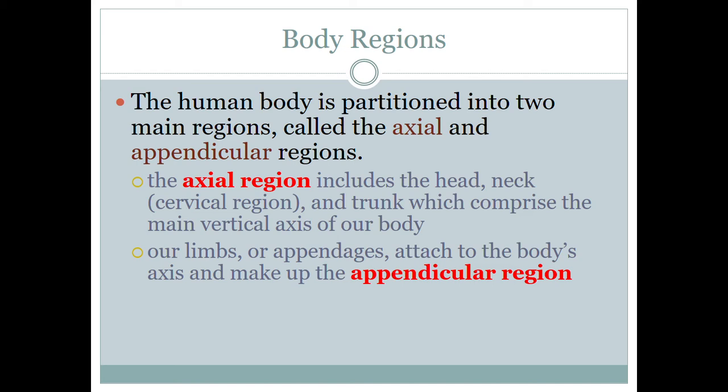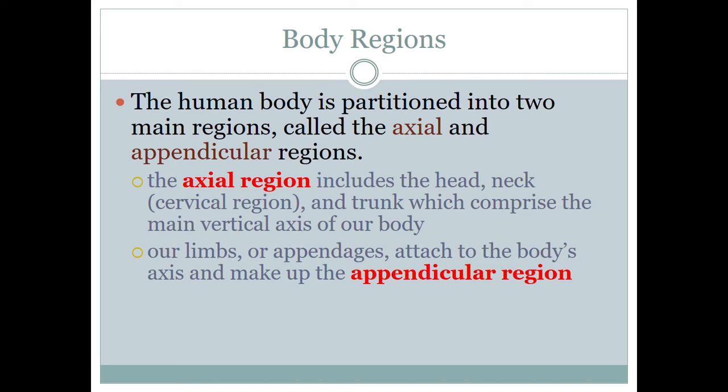The human body is divided up into two main regions, especially when referring to parts of the skeletal system and the muscular system. These two areas are called the axial and appendicular regions. The axial region includes all of the body parts along the main axis of the body, which includes the head, the neck, which is known as the cervical region, and the trunk.